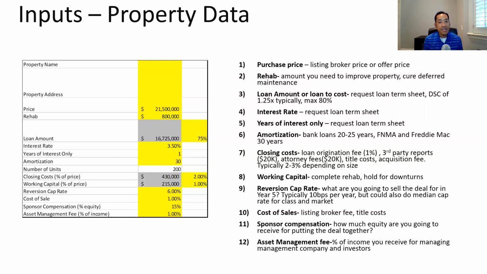Next is the cost of sales. When you go to sell the property, what's your listing broker fee going to cost? What's the title cost? This is typically 1 to 2% depending on the size. Next is sponsor compensation. How much equity are you going to be receiving from putting this deal together? That's going to come in terms of cash flow and sales proceeds. And then the last thing is asset management fees. You are going to manage the manager, so typically this is 1 to 2% on top of the property management fee.